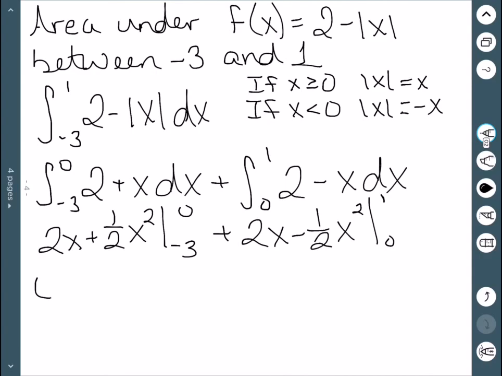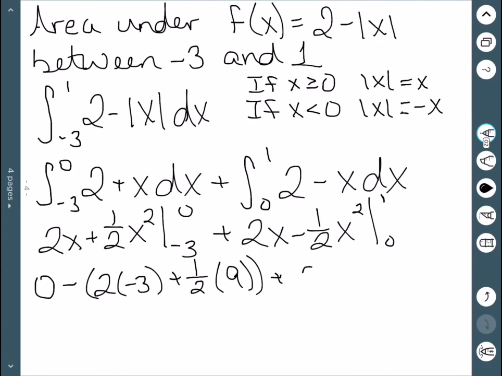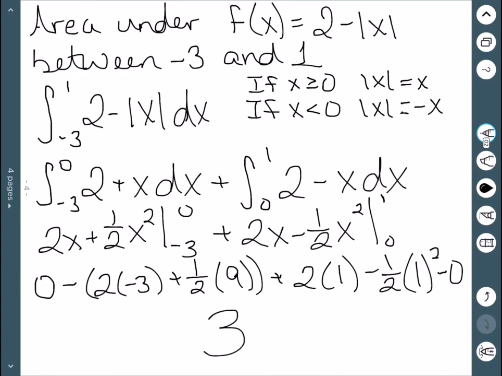When I stick in 0, I get 0 minus 2 times negative 3, plus 1/2, negative 3 squared is 9, plus 2 times 1, minus 1/2, 1 squared, minus sticking in the lower limit, which is 0. And once you work all of this out, you get an area of 3.